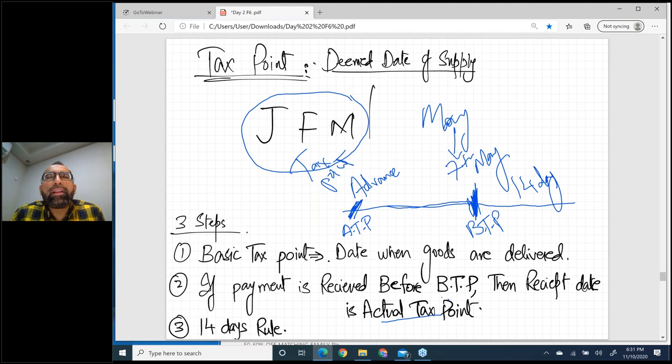I repeat, no issue. First of all, you have to check BTP. BTP, basic tax point, is the date when you deliver the goods. You mark it. Second thing, you have to check whether you have received any advance. If yes, then the advance receiving date will be your actual tax point for that advance amount. Third step, again you come to basic tax point, and you check whether you have issued the invoice within 14 days of BTP. If yes, then the invoice issuing date will be your actual tax point. If no, means you are issuing the invoice late, you are trying to be very smart, so the tax department says don't be very smart, and then your BTP will be your ATP.